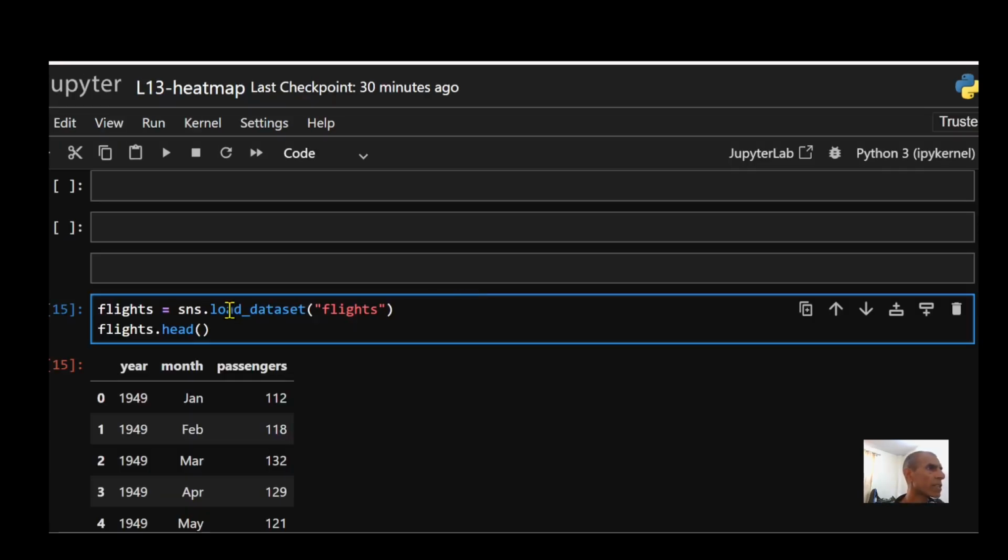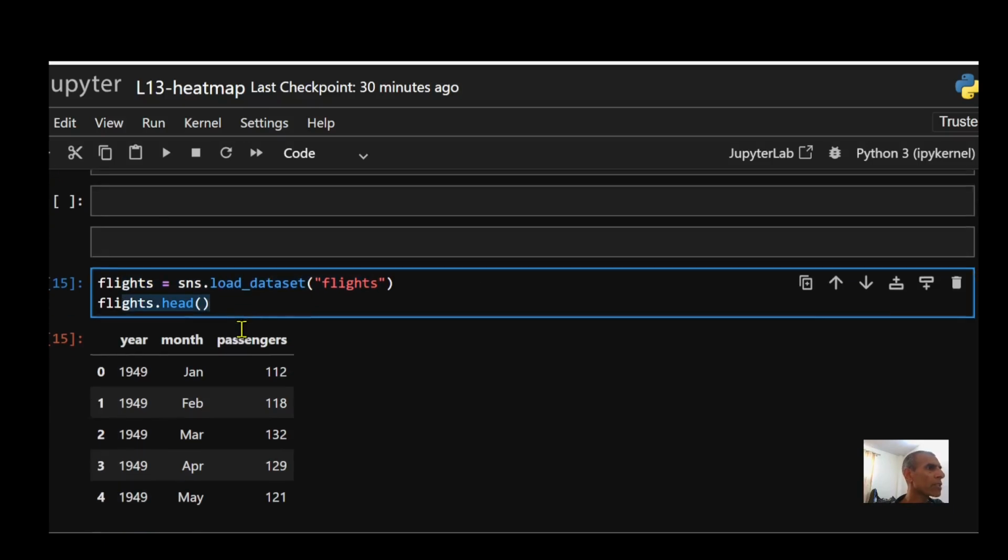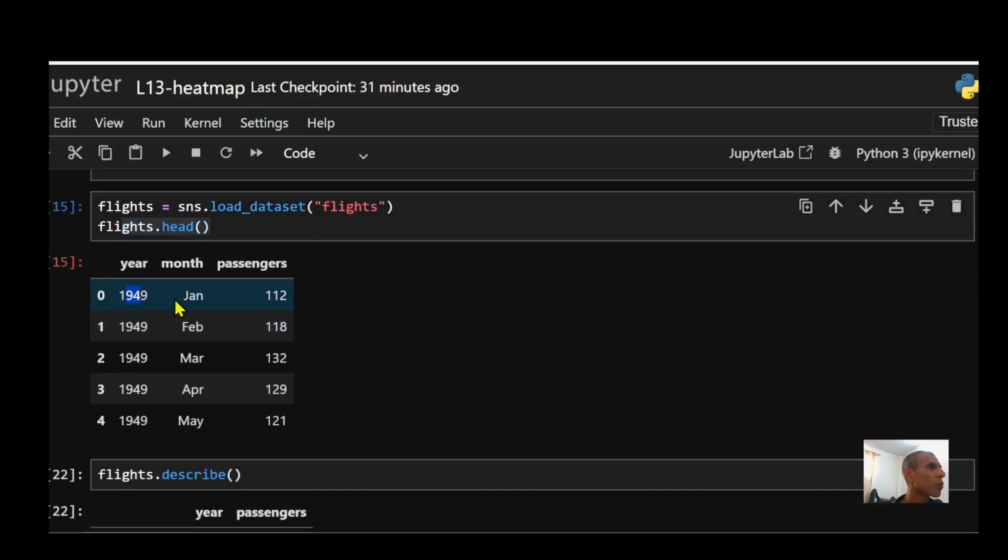And now let's take a look at the flights data set. So I'm loading the flights data set and printing out a few records. It tells you in what year, what month, how many passengers flew in that particular month. 1949, in the month of February, there were 118 passengers. It gives you these types of numbers.